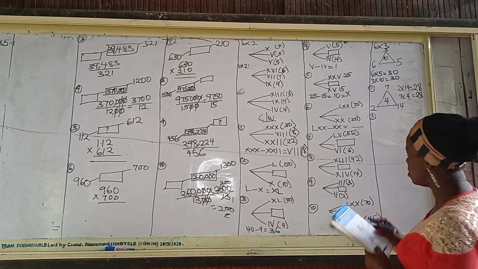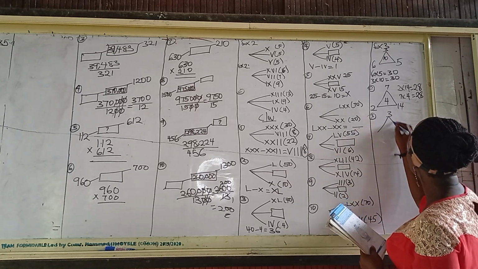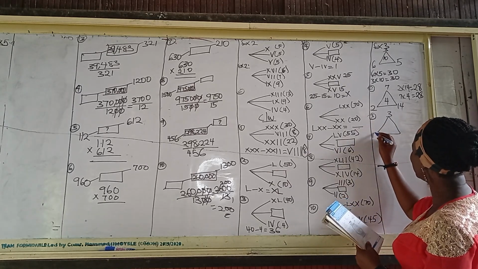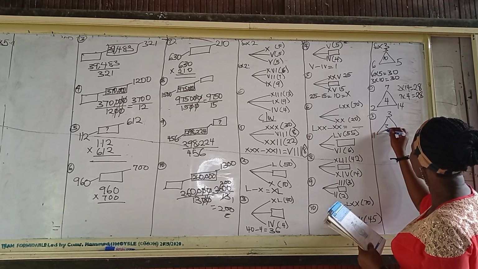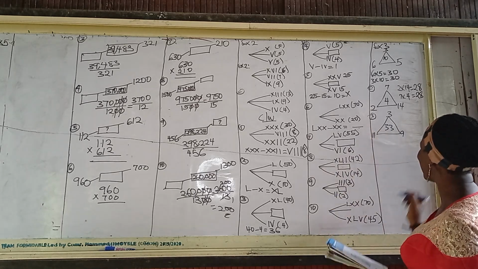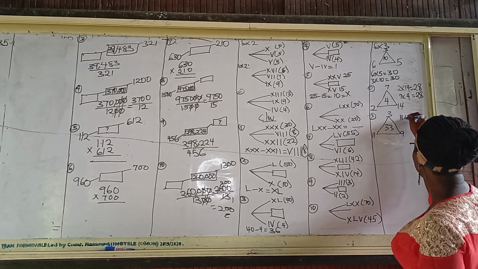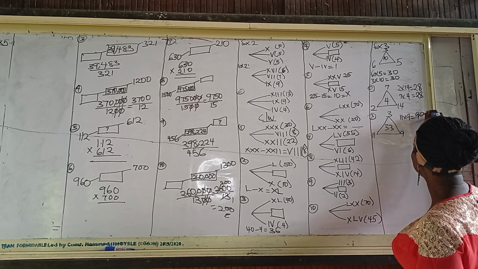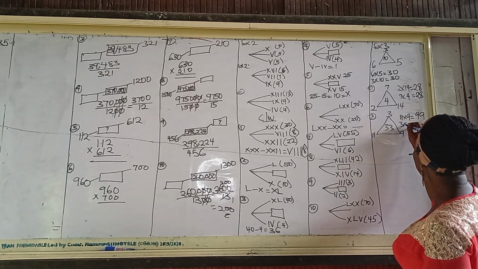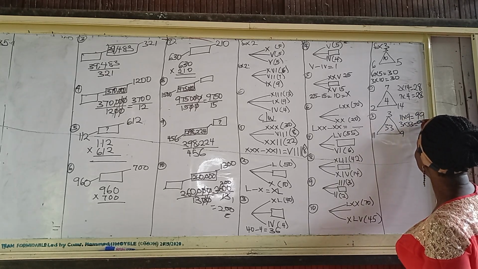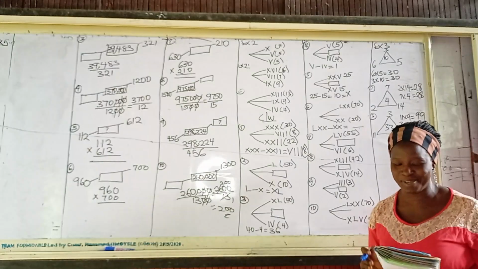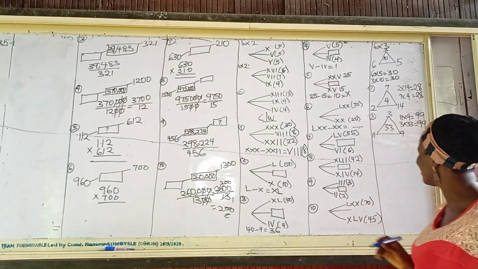Example 3, we have 3. We are given 11, 33, and 9. 11 times 9 gives you what? 99. 3 times 33 gives you what? 99. As simple as ABC.